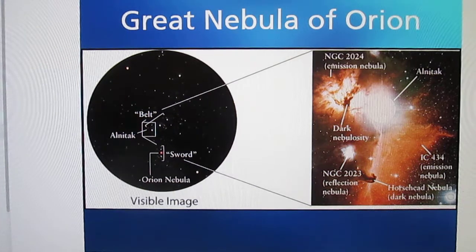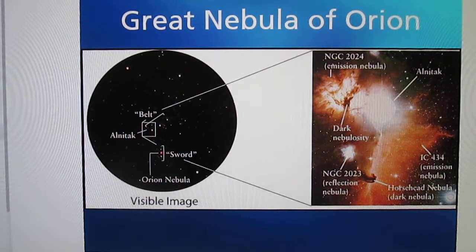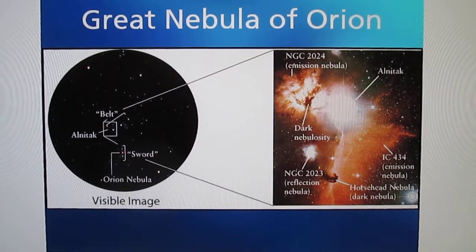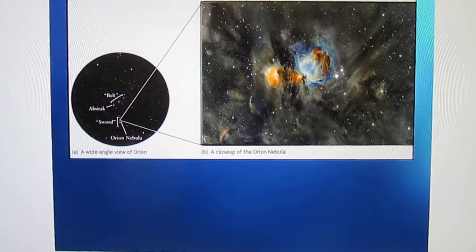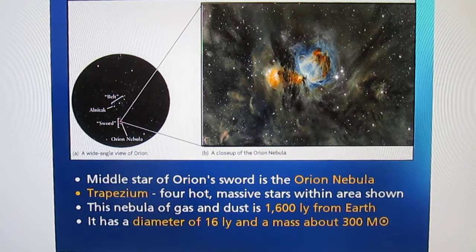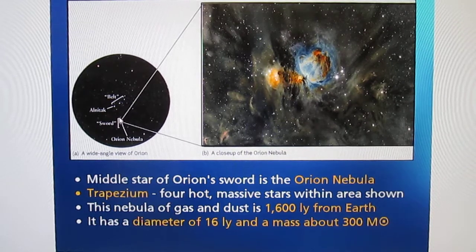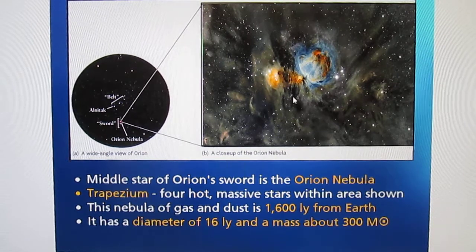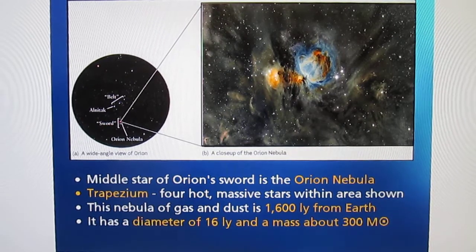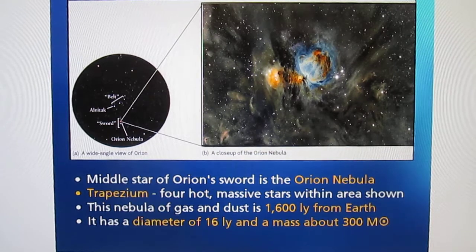Now, let's look at what is affectionately known as the Great Nebula of Orion, found in the Sword Sheath. The middle star of the three that make up Orion's sword case is actually an interstellar gas cloud called the Orion Nebula. Within the area shown are four hot massive stars called the trapezium. They produce the ultraviolet light that makes the nebula glow. This nebula of gas and dust is 1,600 light-years from Earth, has a diameter of 16 light-years, and a mass of about 300 solar masses.